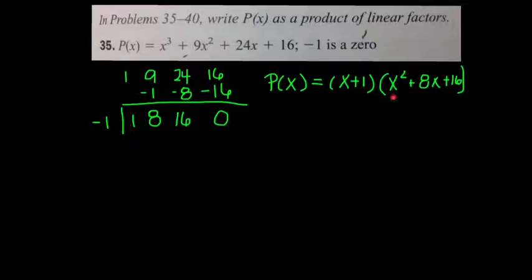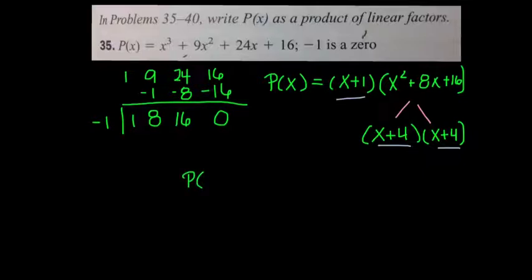To factor this quadratic even further, I could use the quadratic formula, or I could see that this one does factor pretty easily into x plus 4 times x plus 4. So my 3 factors of p of x are going to be x plus 1, x plus 4, and x plus 4. If I rewrite p of x as a product of linear factors then, p of x is equal to x plus 1 times x plus 4 times x plus 4.